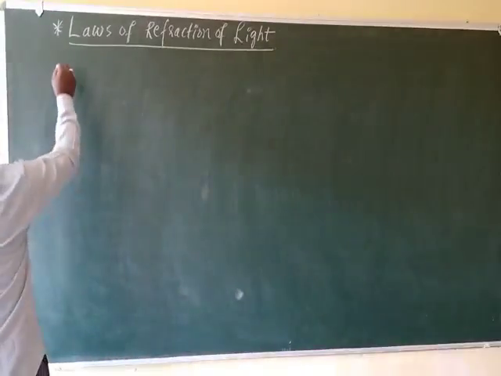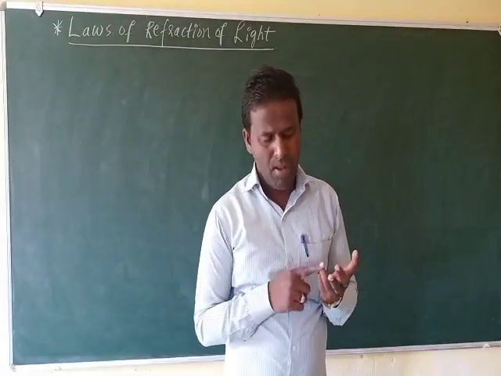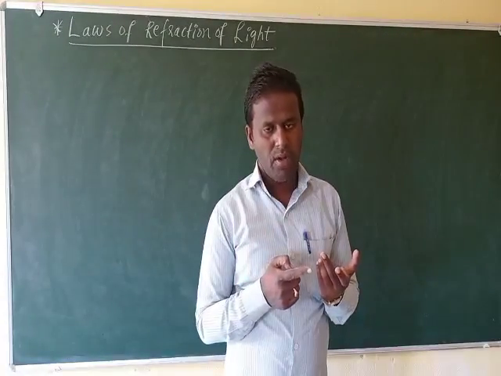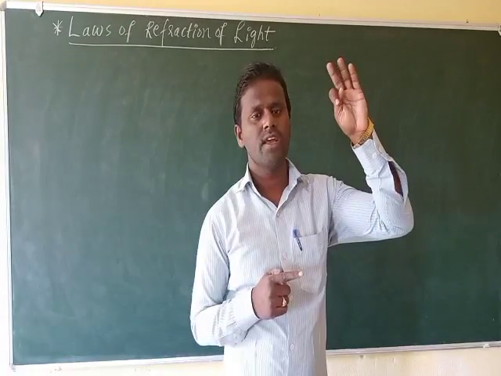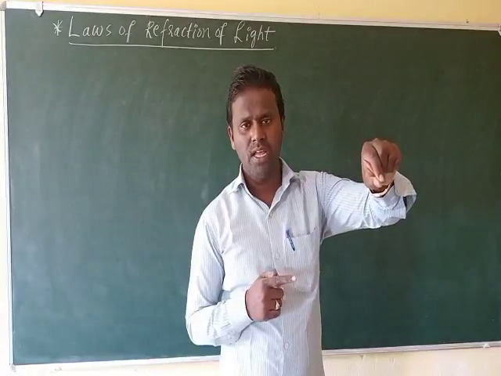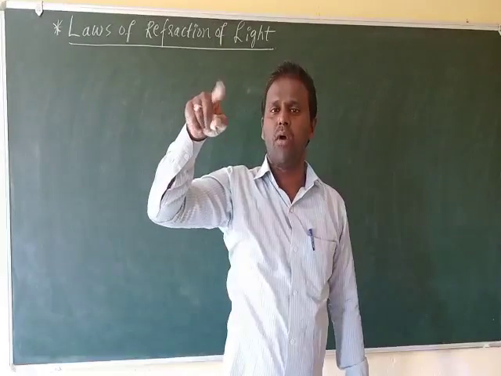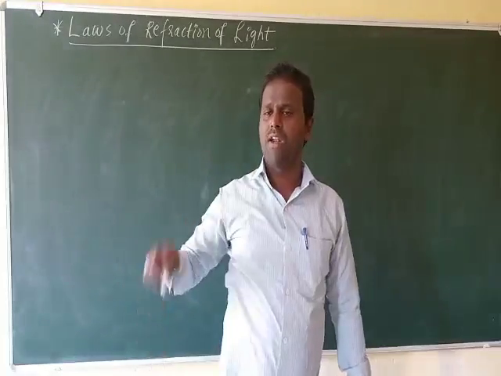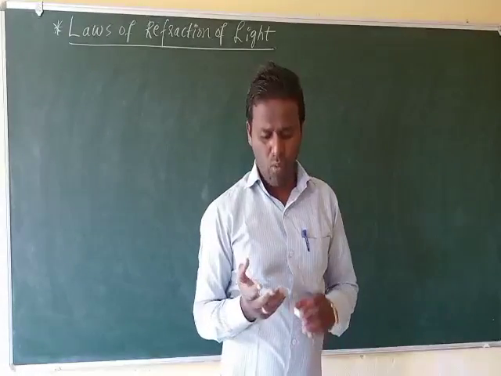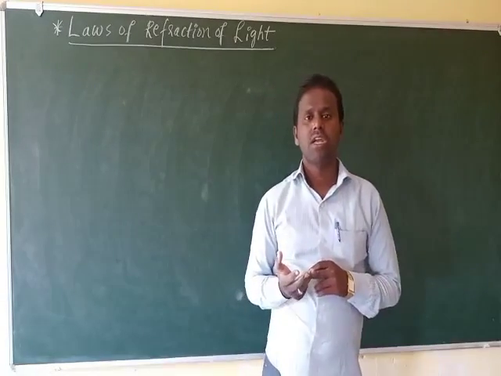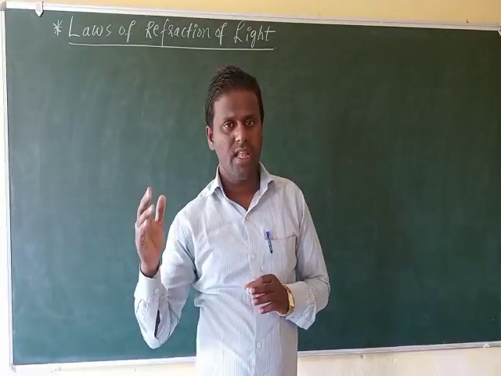What is the first law here? The incident ray, the normal ray, and the third one, the refracted ray. The normal ray, incident ray and refracted ray, all three are at the same point, that is the first law. Exactly at the point of incidence the normal is there, and the incident ray and refracted ray, these three rays are meeting at the same point called the point of incidence. So what is the first law of refraction? Incident ray, normal ray and refracted ray all lie in the same plane.